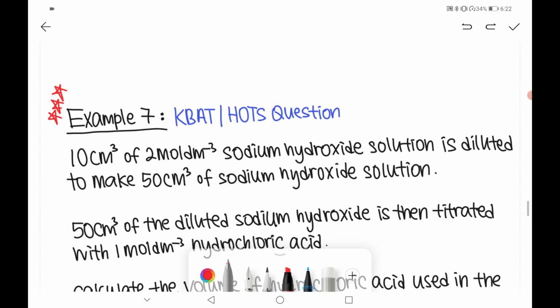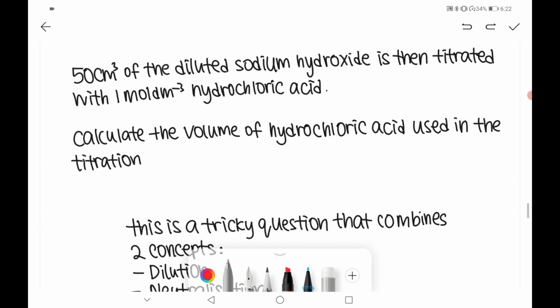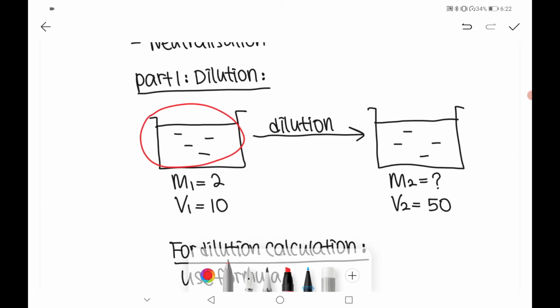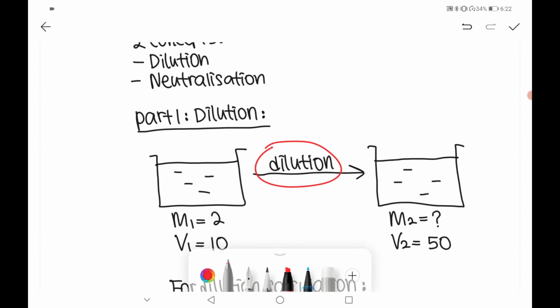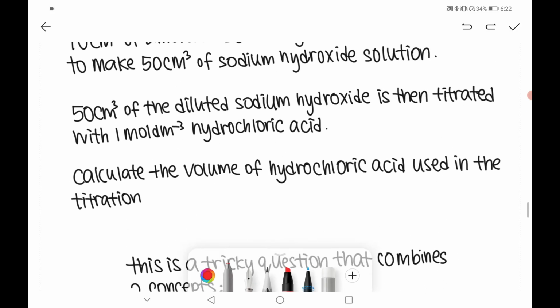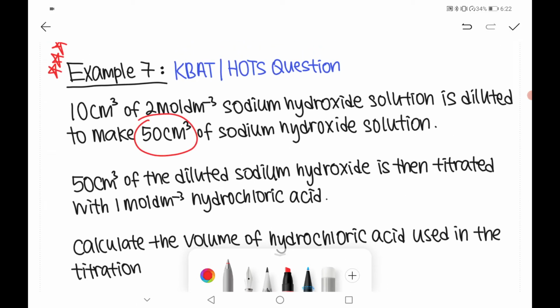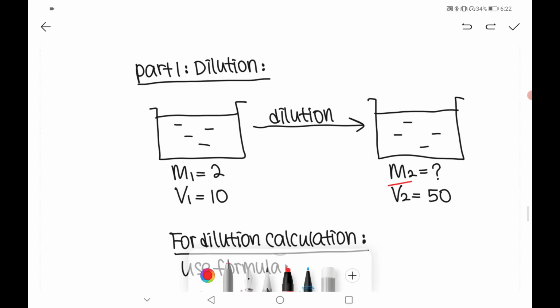Okay, so how to do the dilution? Initially we have 2 mole per dm³ and 10 cm³ of sodium hydroxide. So this is the sodium hydroxide. Initially the concentration is 2, the volume is 10. Now the sodium hydroxide undergoes dilution. After you do the dilution, the volume becomes 50. Okay, so now we can calculate the final concentration after dilution.